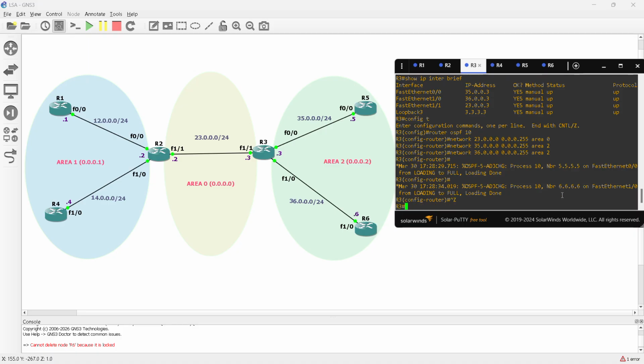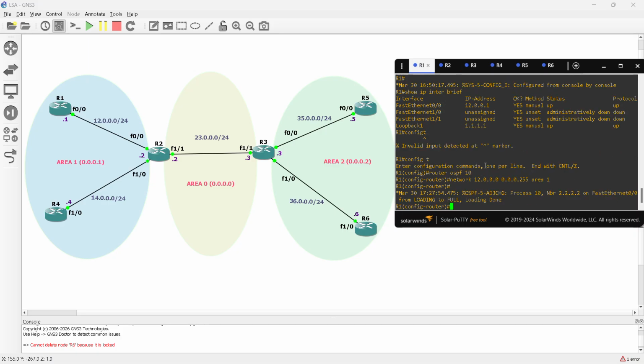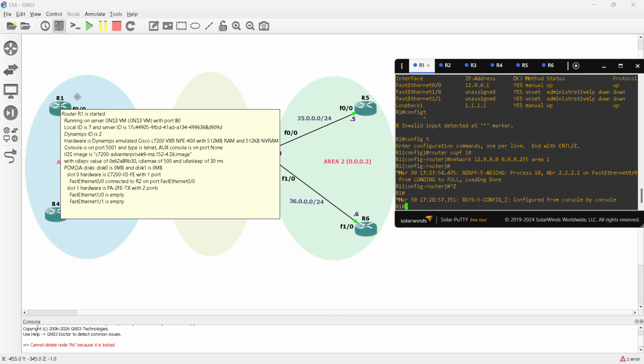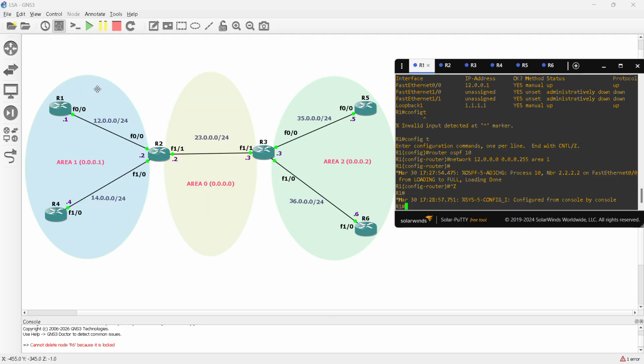Now, the question is, when we check show ip ospf database, how many type 1 LSA will R1 generate? I'm asking about type 1. So the type 1 will be 3: R1, R2 and R4. Right, next question. How many type 3 LSA will R1 have? It's the network summary LSA, right? So the answer is 3: 23, 35 and 36.